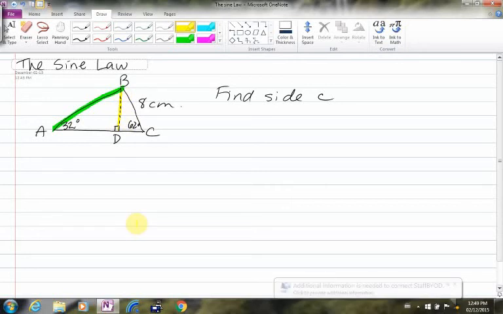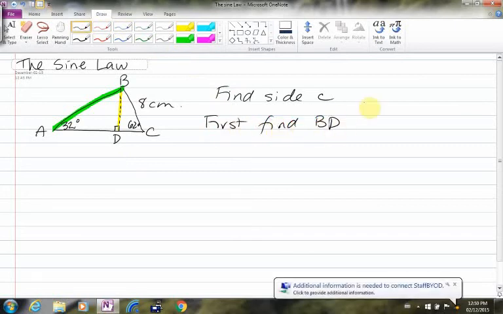Because remember, in right triangles, all we need is an angle and a side, and we can find any other side in the triangle. And we have that already. Okay? So I like the idea of finding BD, because once we have that, then we have an angle and a side in the left triangle, which would be enough to help us find side C. So let's find BD first. So how do we find BD with the information that we have?